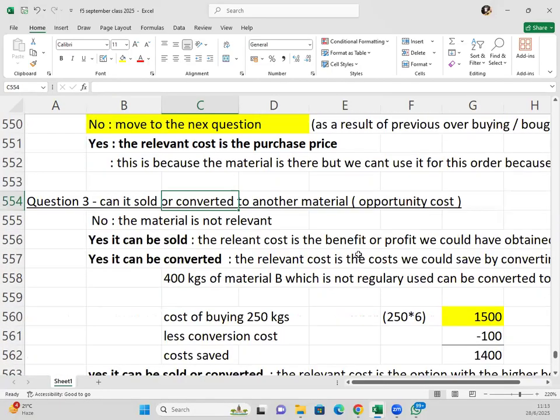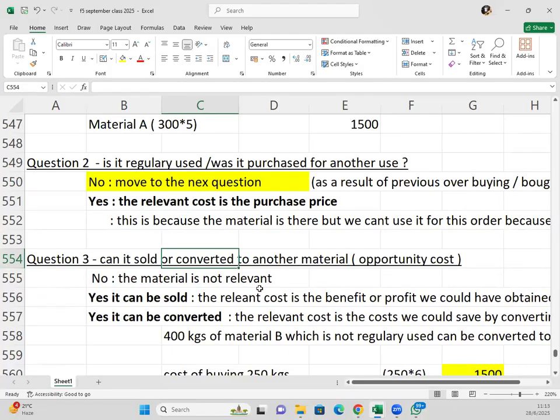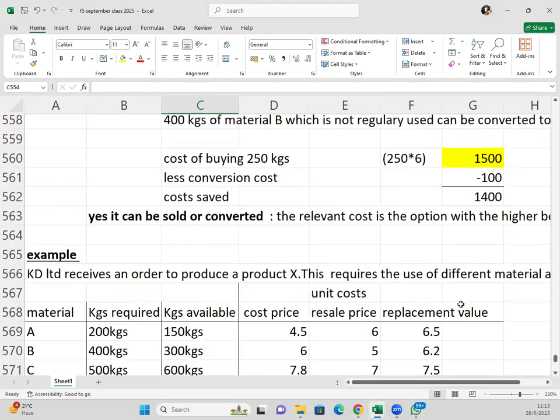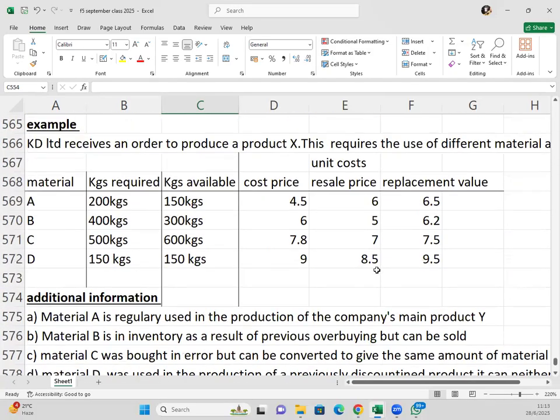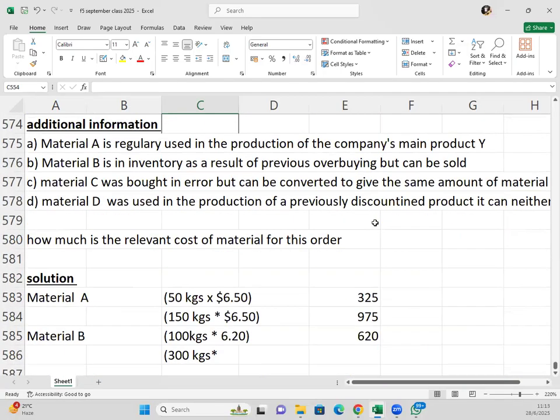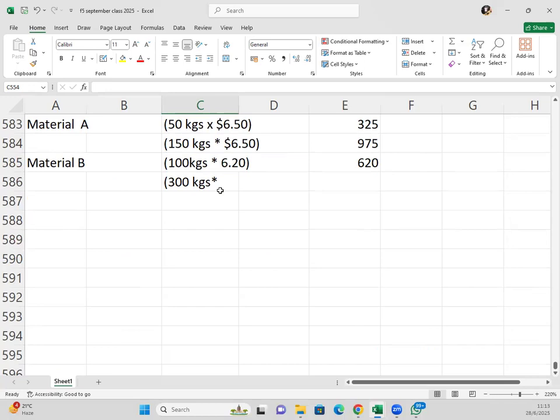So we said if it can be sold, what is the relevant cost? The relevant cost is the benefit or profit we could have obtained from selling it. The resale price is $5. So for the 300 kgs that we need, if we had sold, we would get $5 per kg. If we use it for this order, we are going to lose $5 per kg. So the benefit we are losing is the relevant cost.